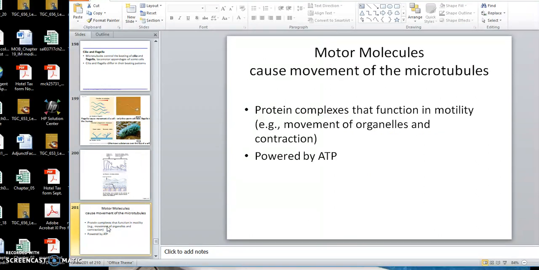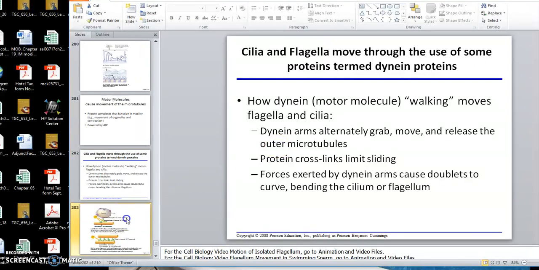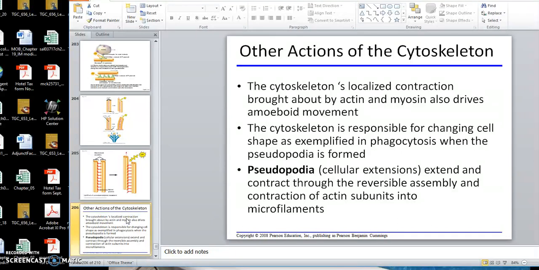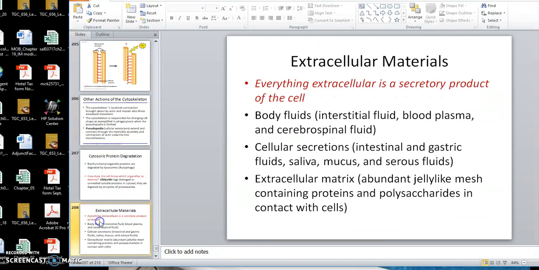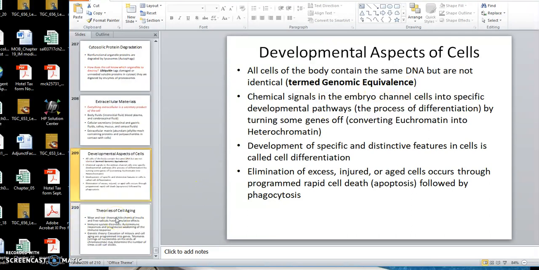I already talked about the dynein proteins, so we won't get heavy into that anymore. I'll move on. I'm not going to get into the pseudopodia. Now, the extracellular matrix, I'll just mention, is that which is outside the cell. That would be your fluids outside the cell. That would be your extracellular matrix. And we already talked about genomic equivalents. So with that, I'm going to close this.